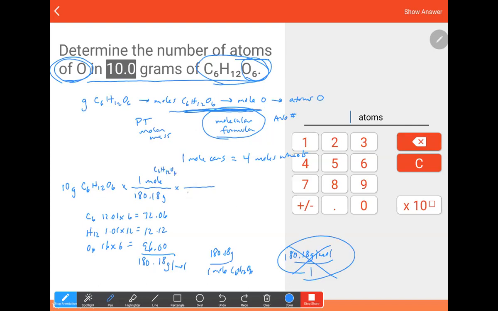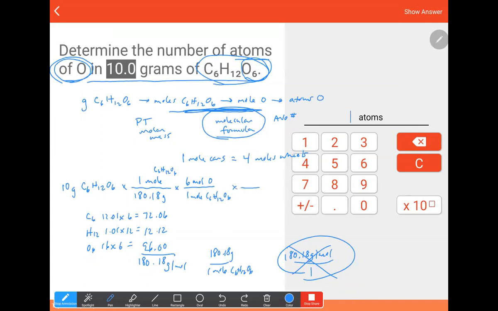C6H12O6. So I'm going to say every 1 mole, I'm going to get out of that, has 6 moles of oxygen. There are 6 oxygen atoms for every molecule, or, the official way to say it, there's 6 moles of oxygen atoms for every 1 mole of this molecule.